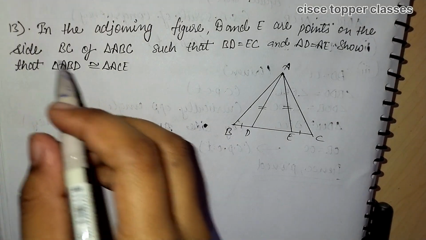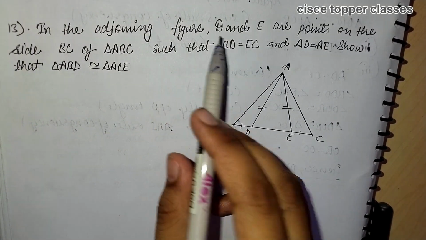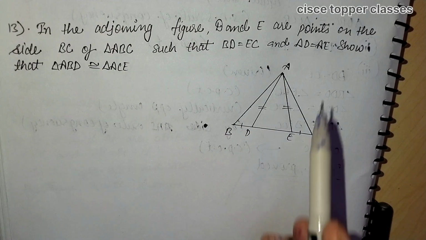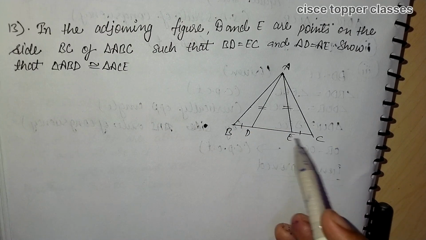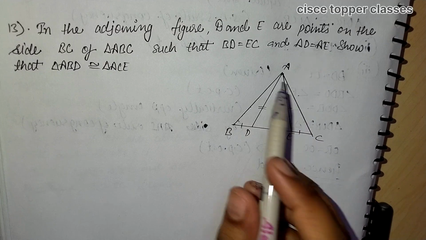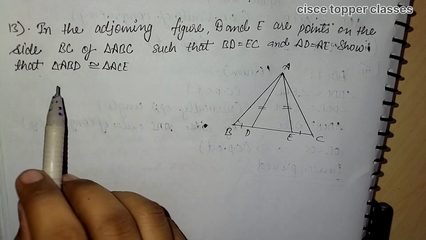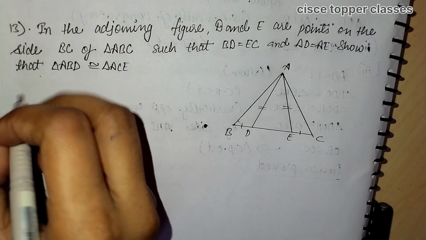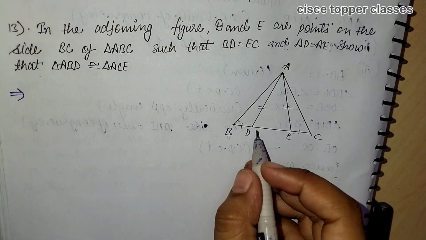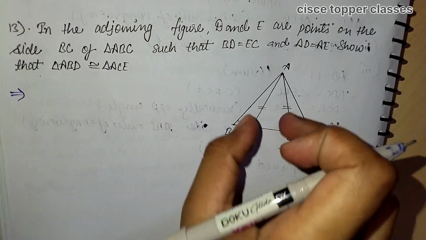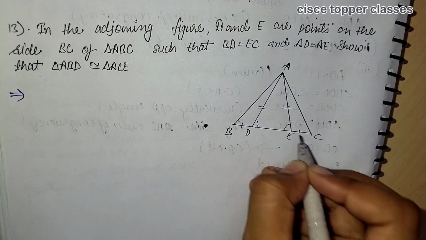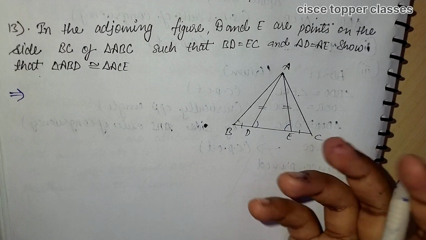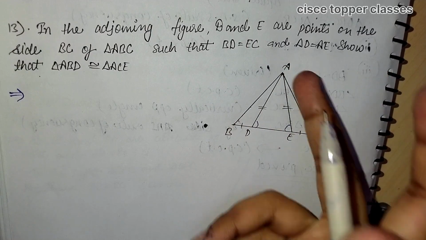Now let us solve the 13th question. In the joining figure, D and E are points on the side BC of the triangle ABC such that BD is equal to EC and AD is equal to AE. Then we have to show that triangle ABD is congruent to triangle ACE. So simply we can write firstly that if these two sides are equal, this angle is equal to this angle, and from there only 180 minus this angle will be same here also, ADB is equal to AEC.